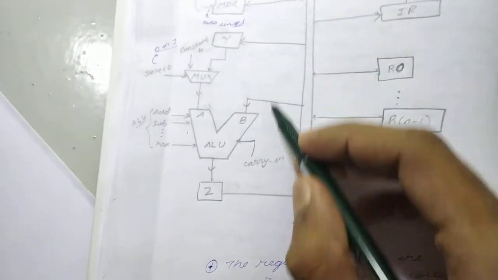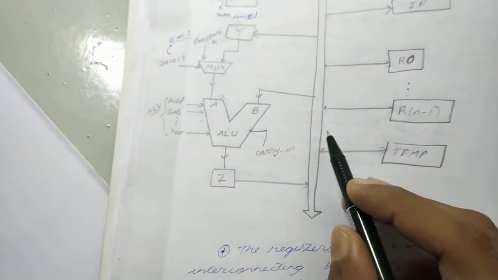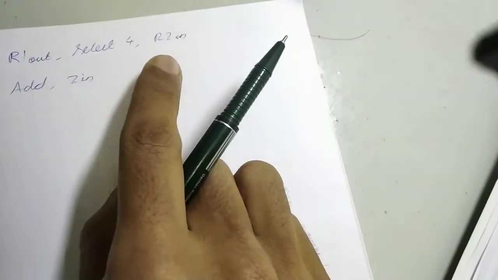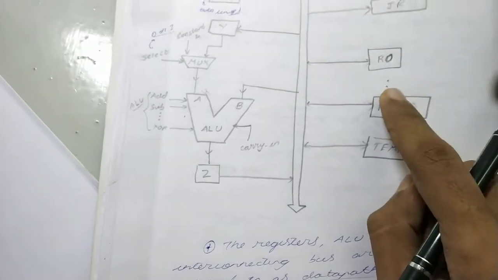Now we have R2 in. So what is there in the internal processor bus right now? The value of R1. So that value of R1 will be now present in R2. So it will be there in R2 here.